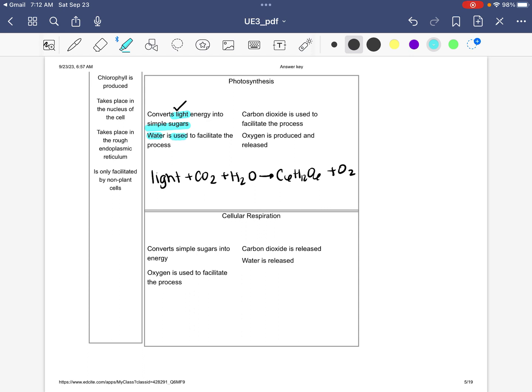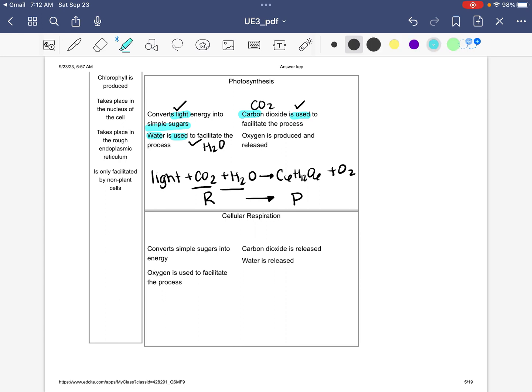So water is used. That means it is a reactant. And of course, we go from reactants to products. So that is correct. Carbon dioxide is used to facilitate. Again, when it says used, it's talking about being a reactant. That is correct. We have water and carbon dioxide. This is CO2. This is H2O. Simply knowing your formula would help you out a lot here.